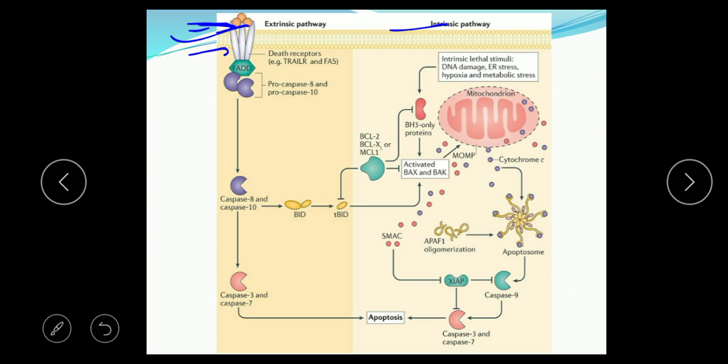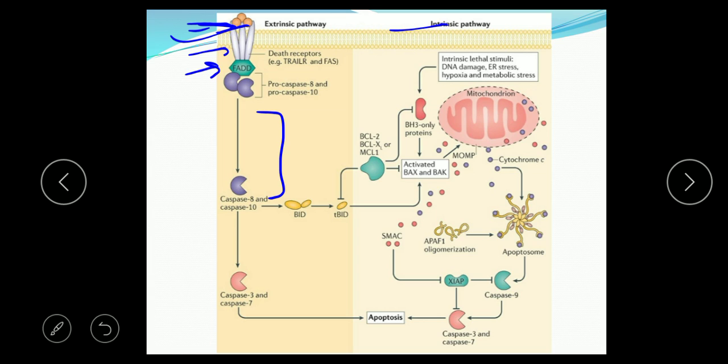Now this will activate the death domain inside the intracellular membrane, that is FADD. Now this FADD will activate caspase 8 and 10, meaning procaspase 8 and 10 will convert into caspase 8 and 10.